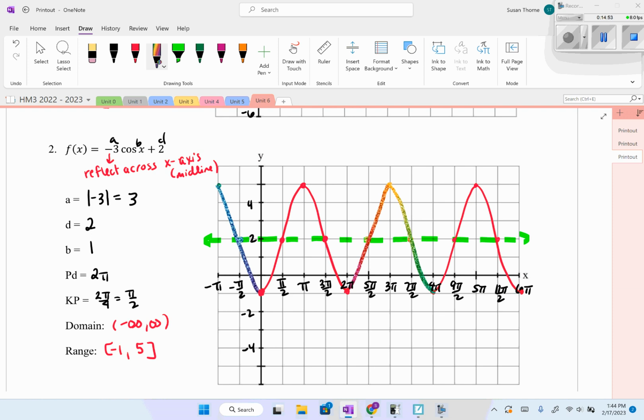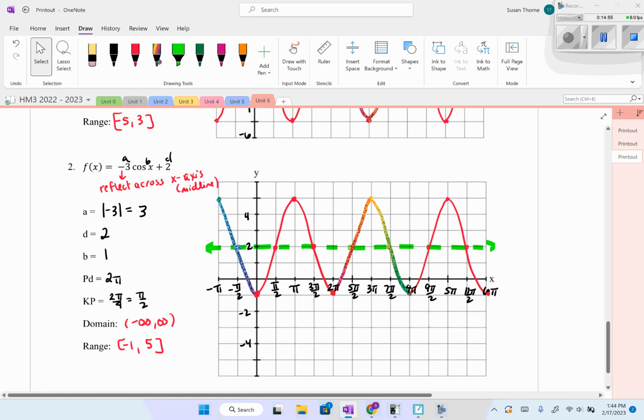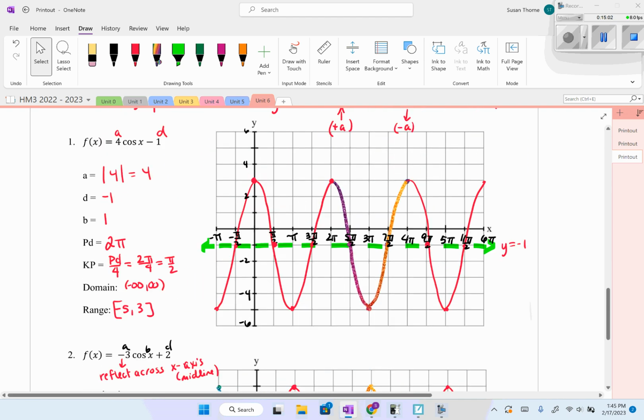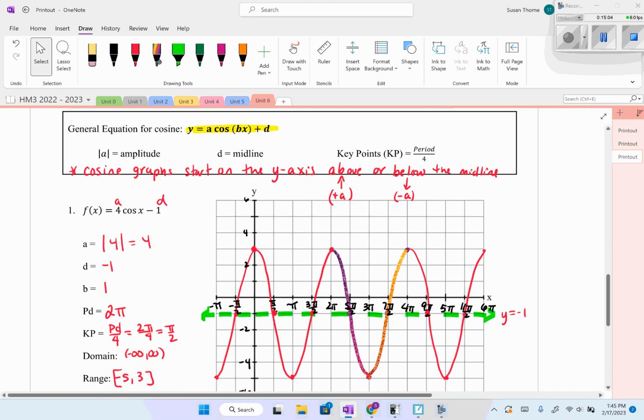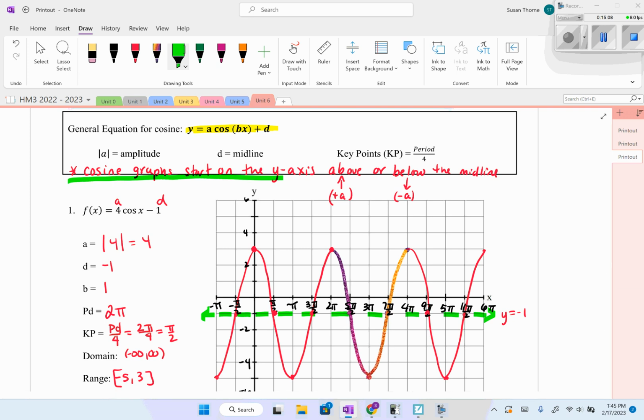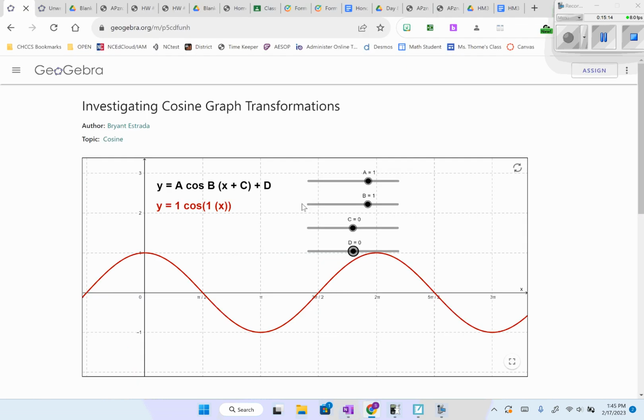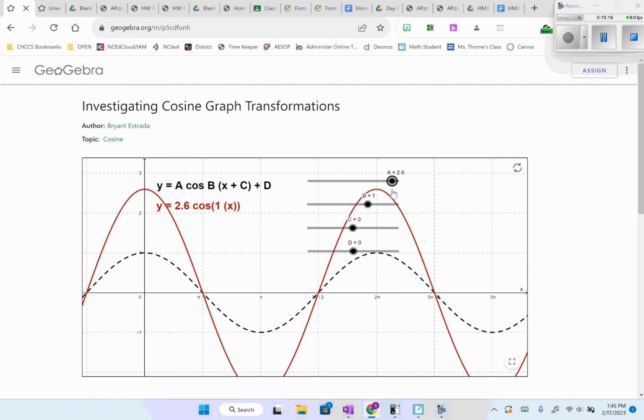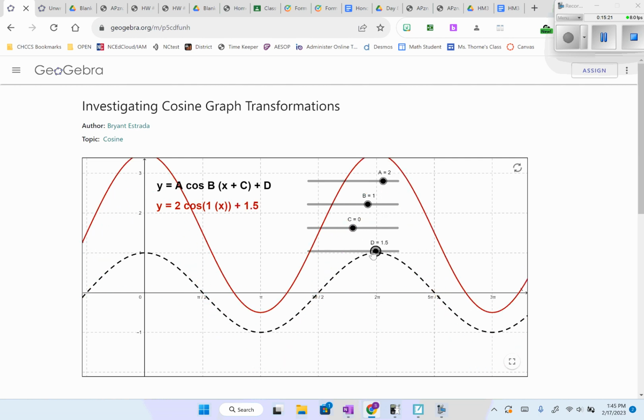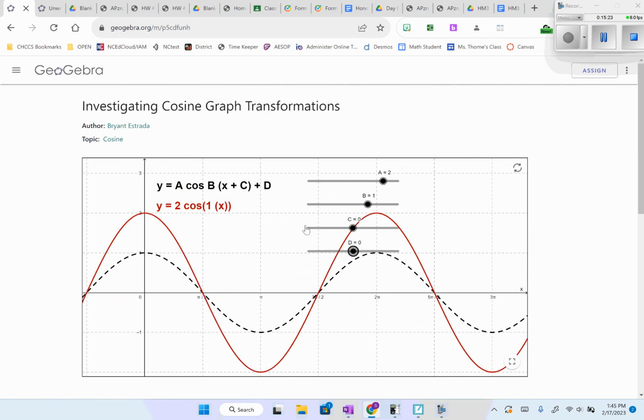So that is it for the cosine, which again, the cosine and sine graphs look very similar to each other, which is why it's always important to make sure you label everything. And again, the difference is that the cosine graph starts on the y-axis, again, above or below the midline. And so if we go back to those transformations, remember when it's a negative, it would start below, but if it's positive, it goes above, and then that d value just shifts your graph up or down.